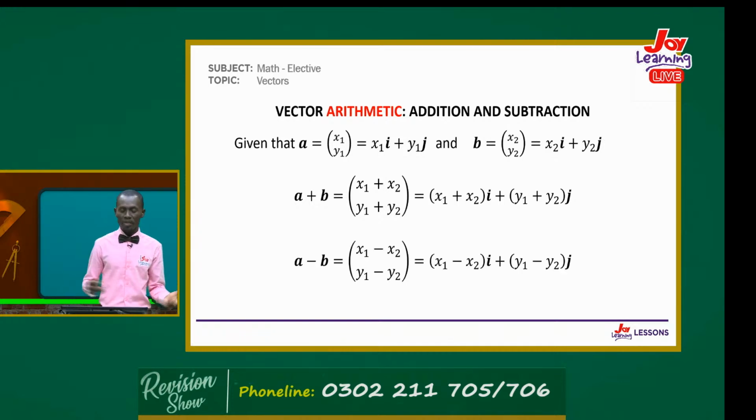If you are subtracting, you do the same thing: x1 minus x2, y1 minus y2. Or in the Cartesian form, you group them like you normally group terms, so all the i's together. If you're subtracting vector b from a, it will be x1 minus x2 and y1 minus y2, each time putting the i's and the j's.